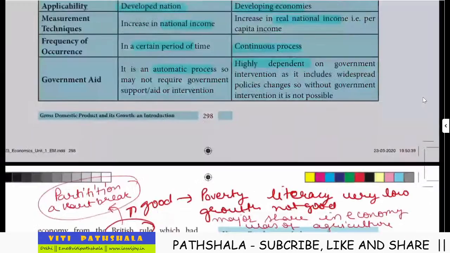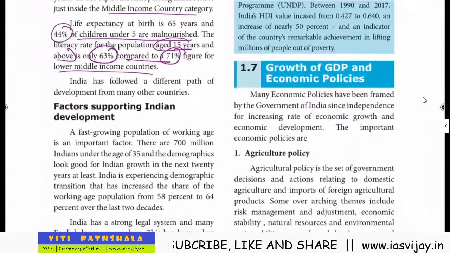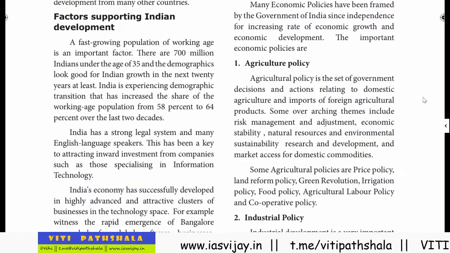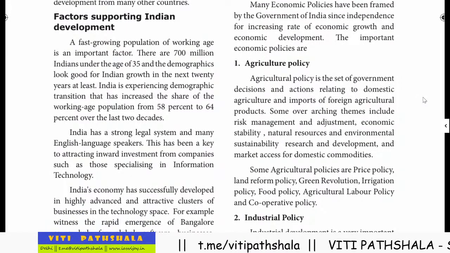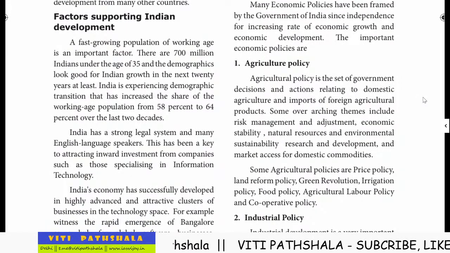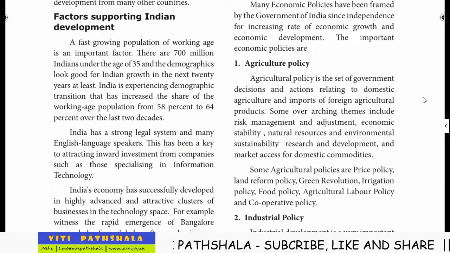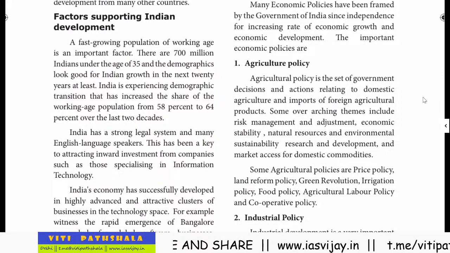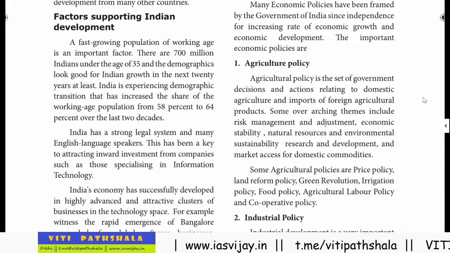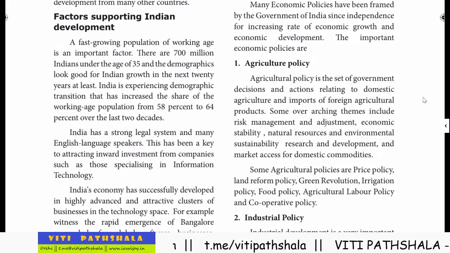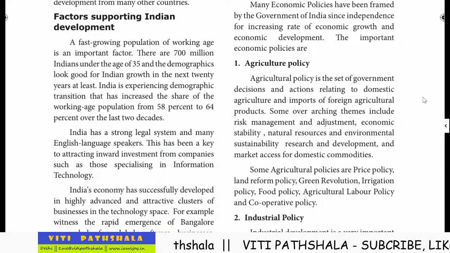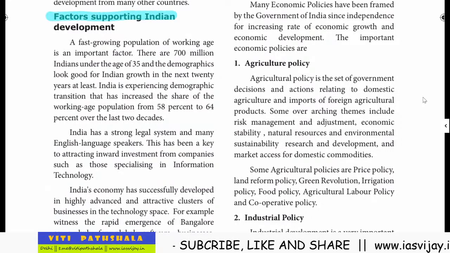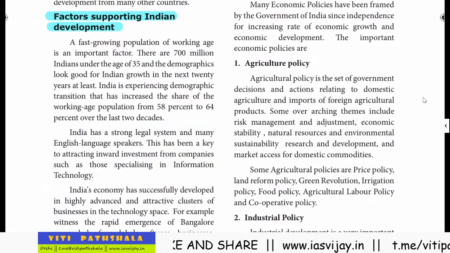Now, for those people who are aspiring for 2021, I will say, do make your own handwritten notes. That will help you at the last because you cannot read this book again and again. If you make notes out of these, you will be able to understand these concepts in a more refined way, and you can ask me doubts also if you have read these things. Now, here comes the next topic, the factors supporting economic development.